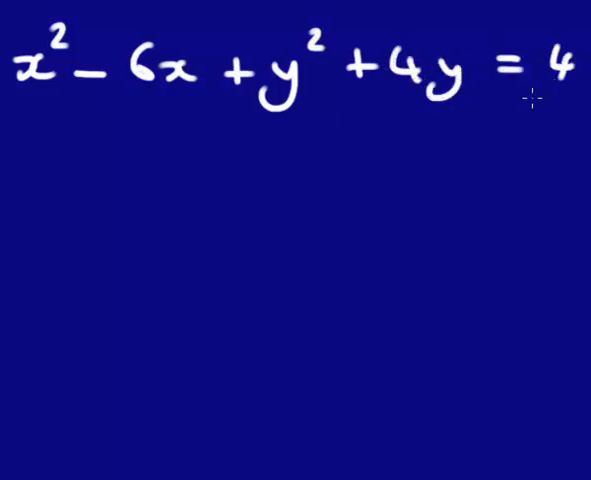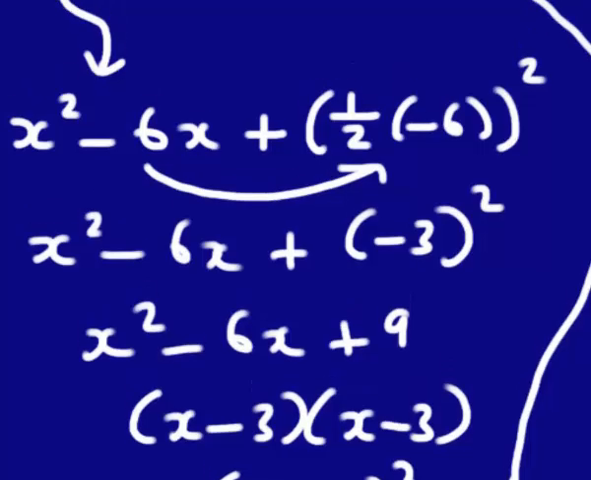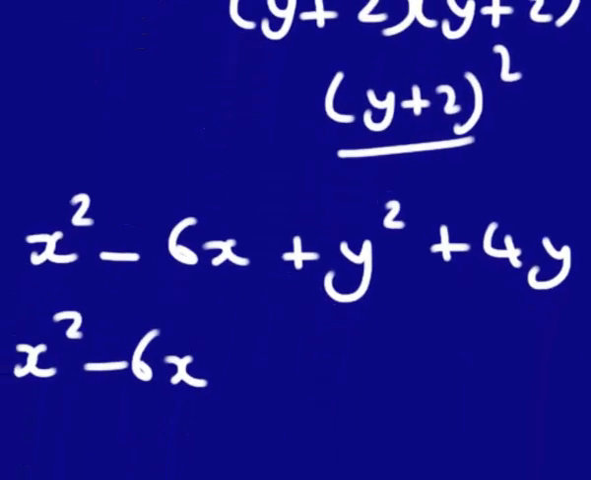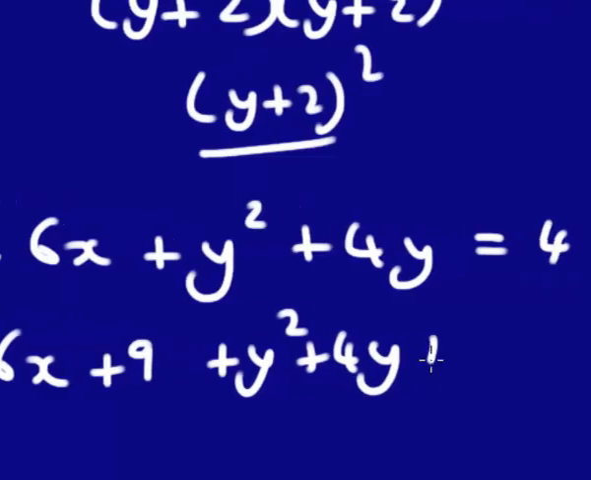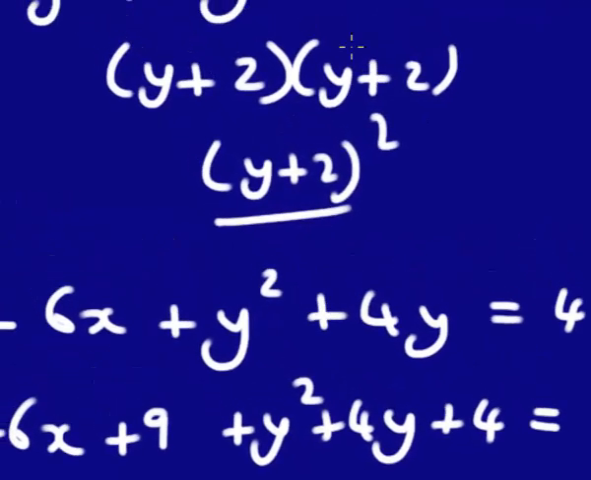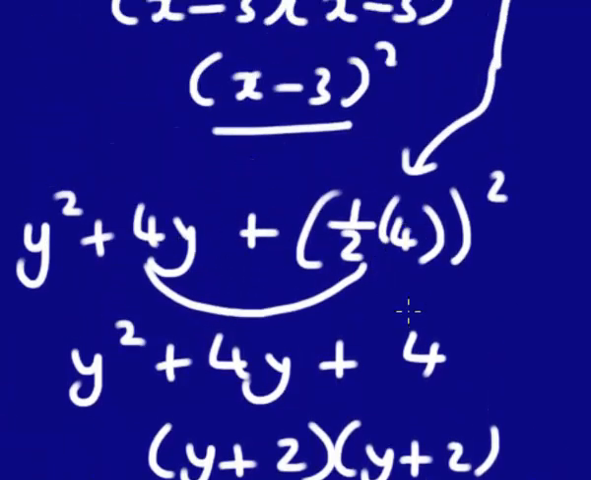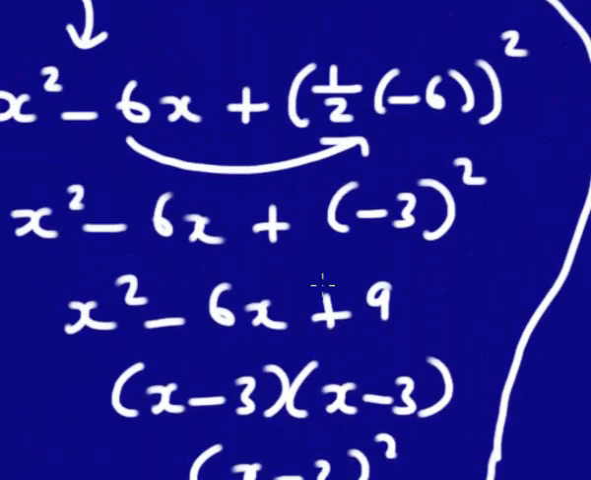We have x squared minus 6x plus y squared plus 4y equal to 4. We worked out half the coefficient of x, and we were adding in this 9. Then to y squared plus 4y, we added in this 4, half the coefficient of y, squared. So we added in the 4 and we added in the 9.